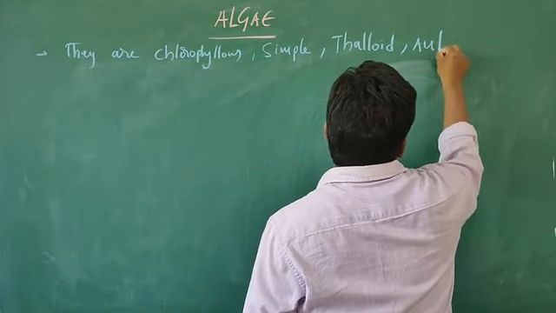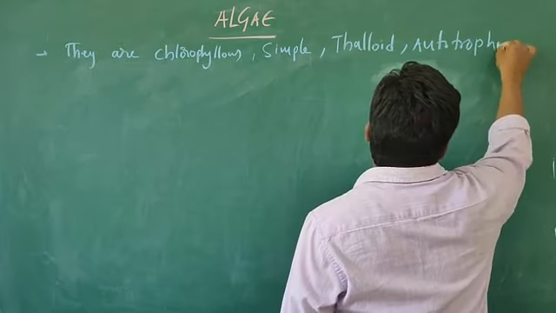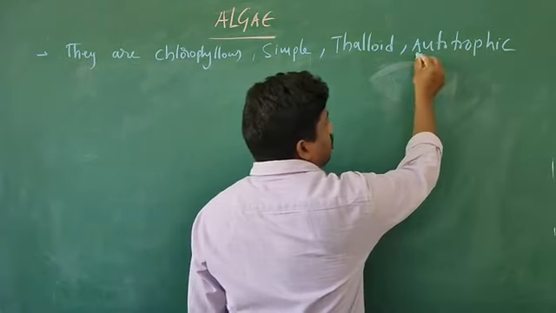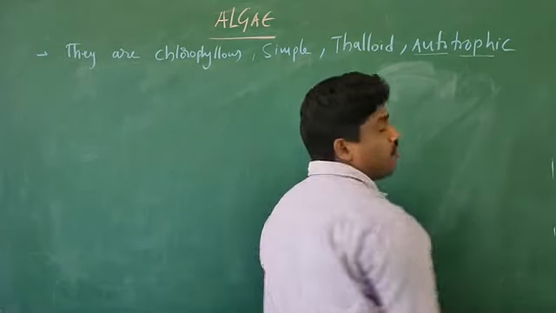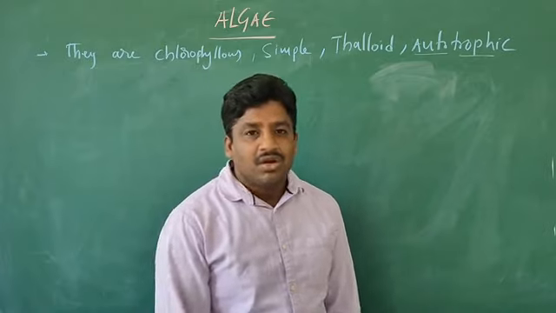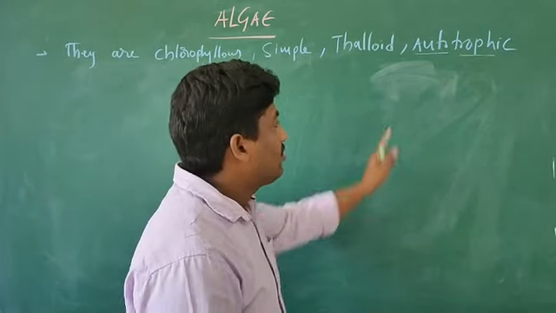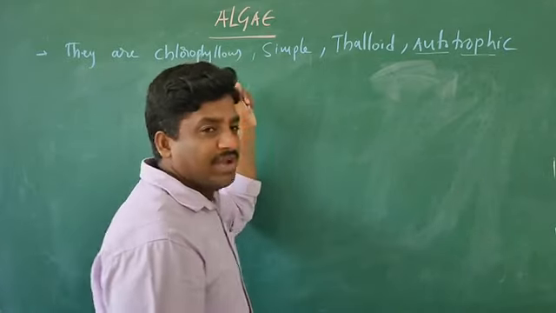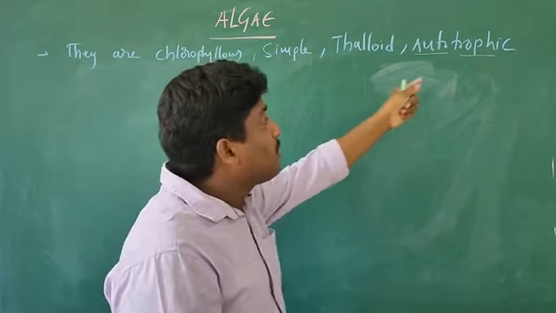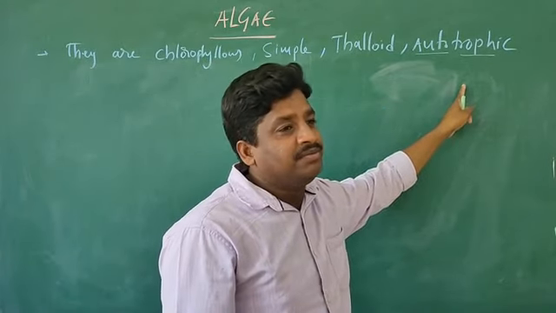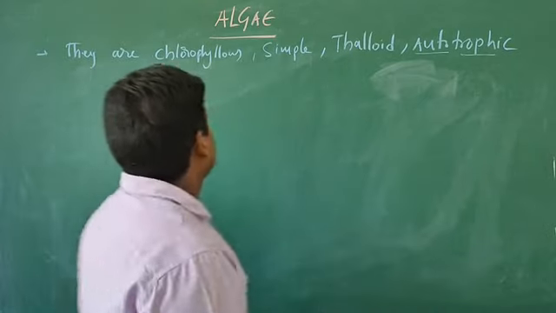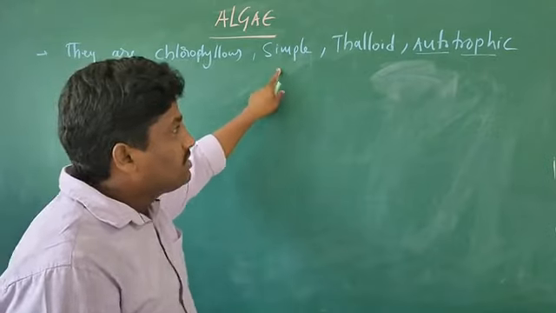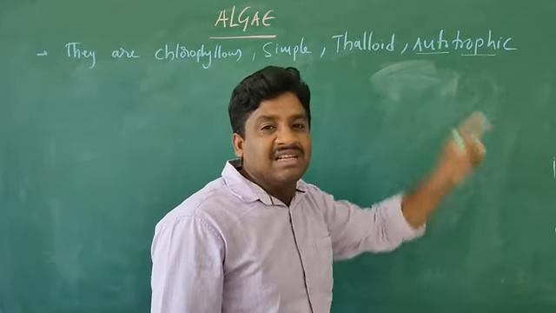And then next, autotrophic organisms. Auto means self, trophic means food. They prepare their own food. Because the chlorophyll pigment is present, they prepare their own food material. So these algae are chlorophyllous, simple, thalloid and autotrophic organisms.